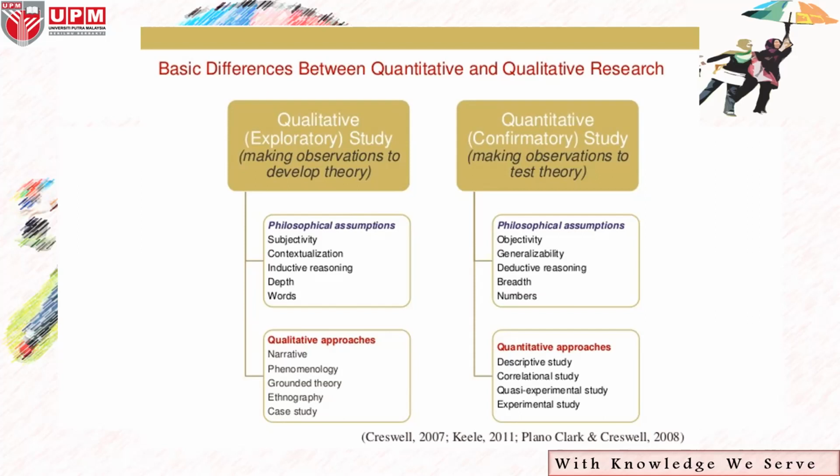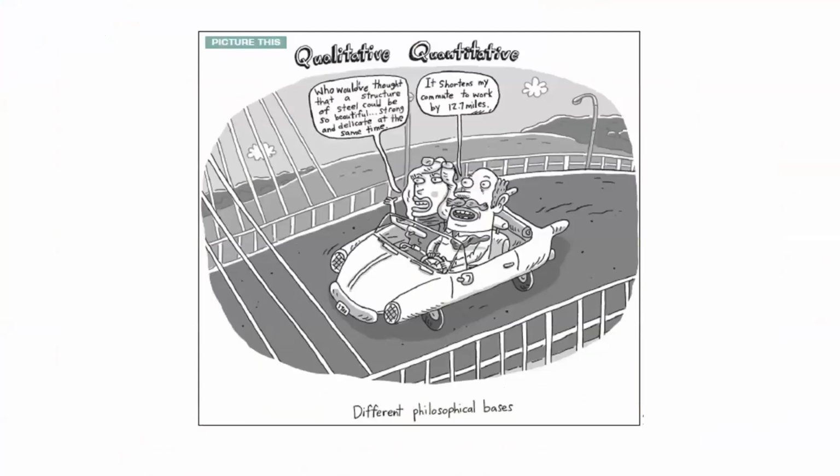Okay, so examples of quantitative approaches, we have descriptive study. This descriptive study is not the same as descriptive analysis. But in descriptive study, the highest level of statistical analysis used is descriptive analysis, descriptive statistics. Okay, next we have correlational study, we have quasi-experimental study, and we have experimental study. We have 4 main designs, but under the experimental study there are more, the children of it.